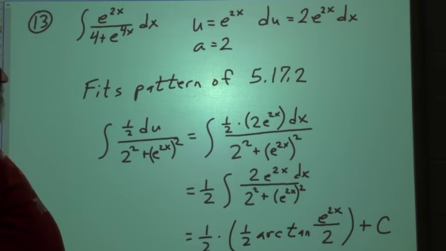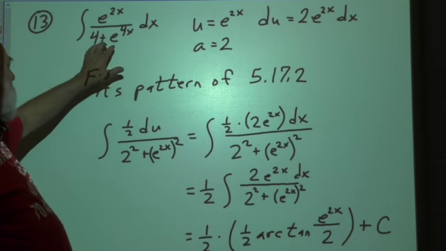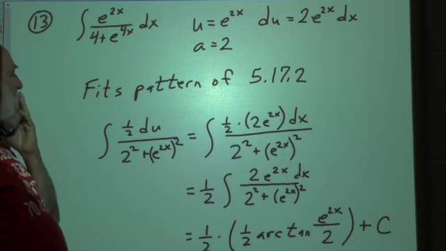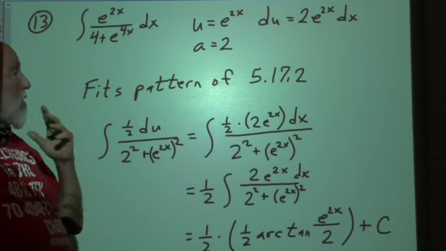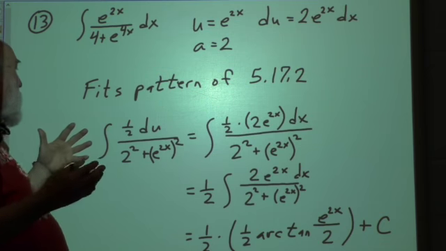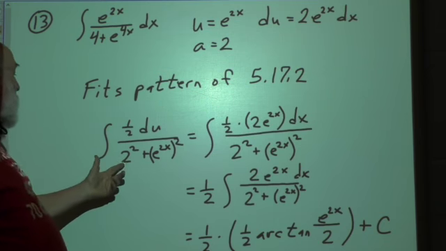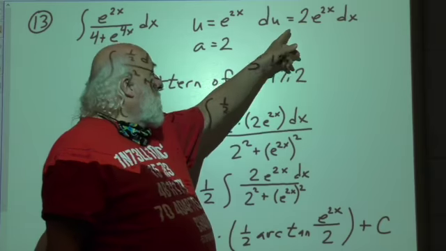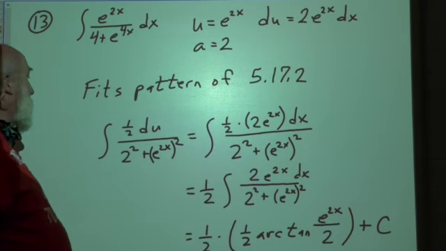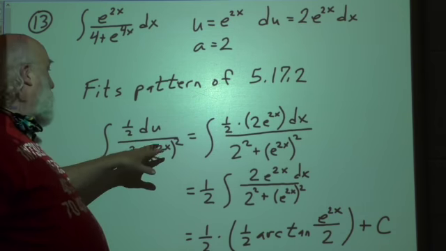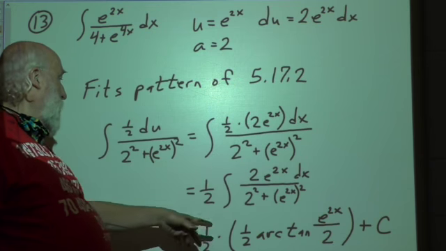Number 13 fits the pattern number 2. And for this right here, when we take a look at e to the 4x, we have to remember that that is the same as e to the 2x squared, because you're going to multiply these two exponents. So when you're trying to find your a value and your u value, your a value is the 2, the u value is e to the 2x, and the derivative of that is 2e to the 2x times 2x. And so when we plug in these values for u, this is what we get.